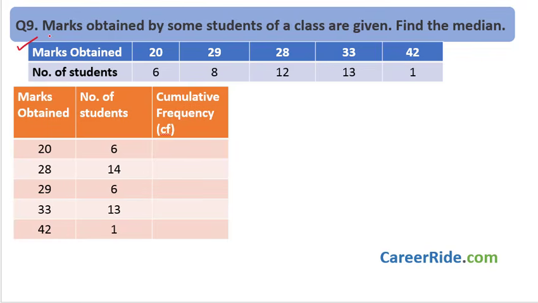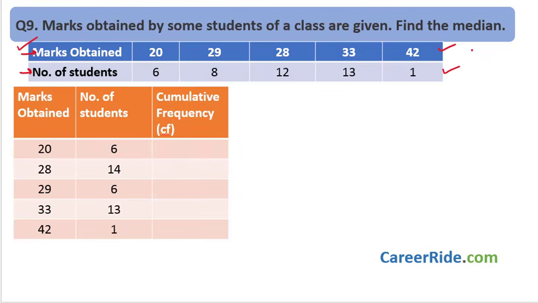Okay, question number 9: marks obtained by some students are given for a class. Find the median. Now when we see this blue table, the first row is marks obtained by the students, and how many students scored those marks is given in the second row. So 20, 29, 28, 33, 42 marks. These are the marks scored by the students. Then in the second row, 6 students scored 20 marks, 8 students scored 29 marks, and so on. Now we have to find the median here.